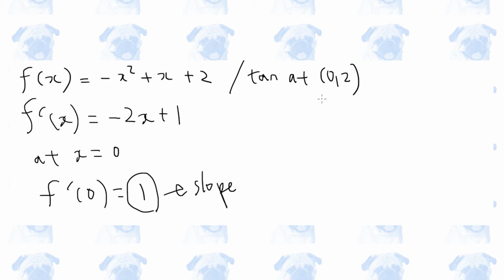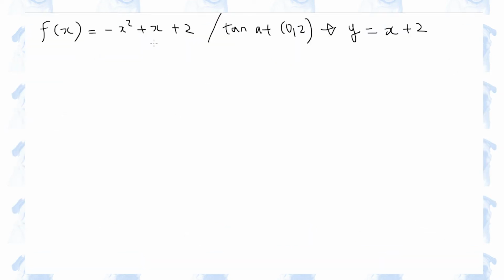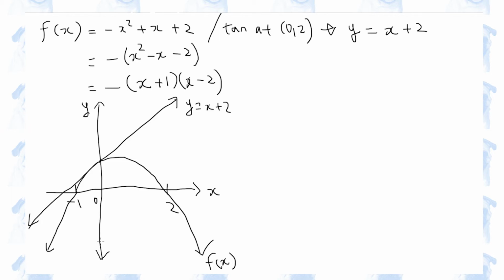Because the tangent goes through the point 0, 2, we know that the y-intercept is 2. So the equation of the tangent is y equals x plus 2. Next, before we attempt to calculate the area, let's try to visualize what is happening in this question by drawing the graph of f of x. So where exactly is the area bounded by the curve, the tangent, and the x-axis? It's really hard to see because of my poor drawing, but the area should be right here.